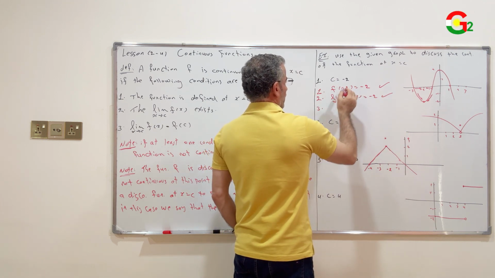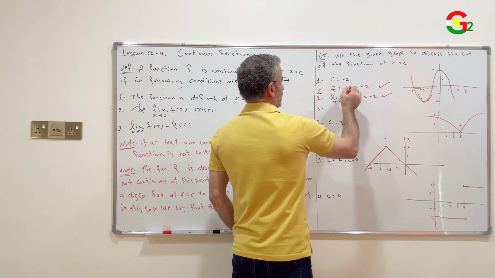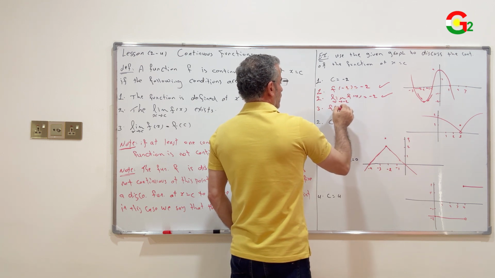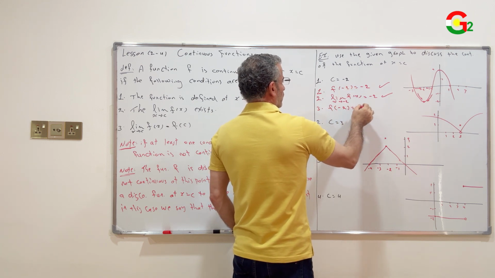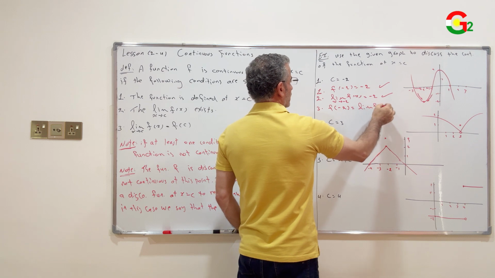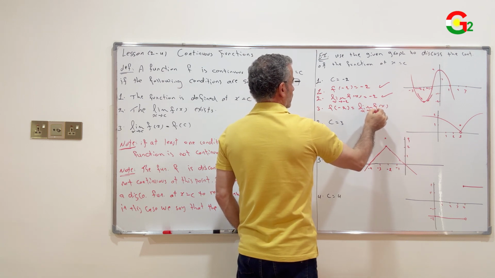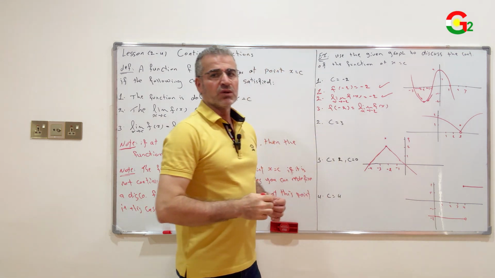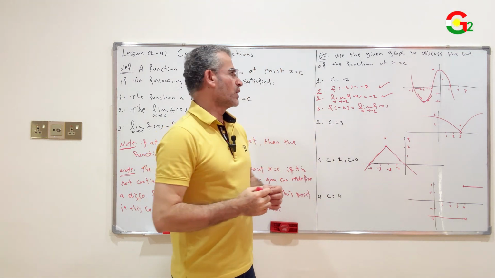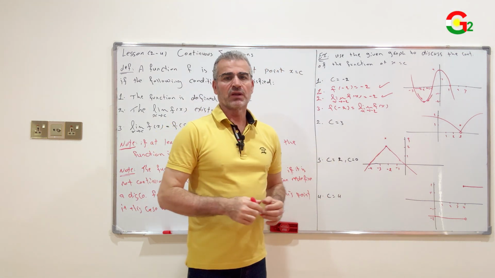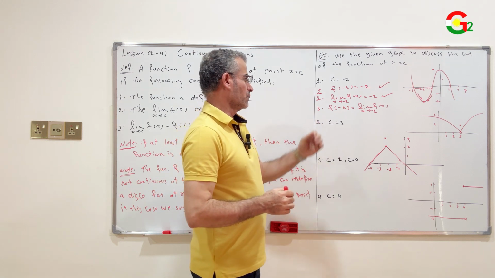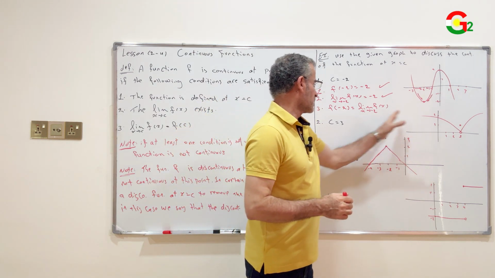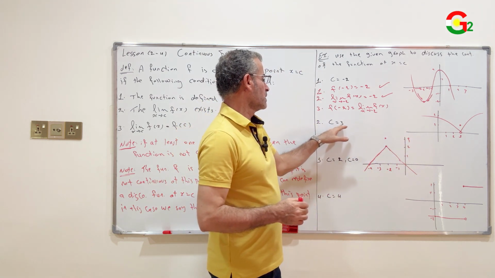Third, the value of the function at -2 is equal to the limit of the function when x approaches -2. So this function is continuous when c equals -2. Number 2. Use this graph to discuss the continuity of the function when c equals 3.